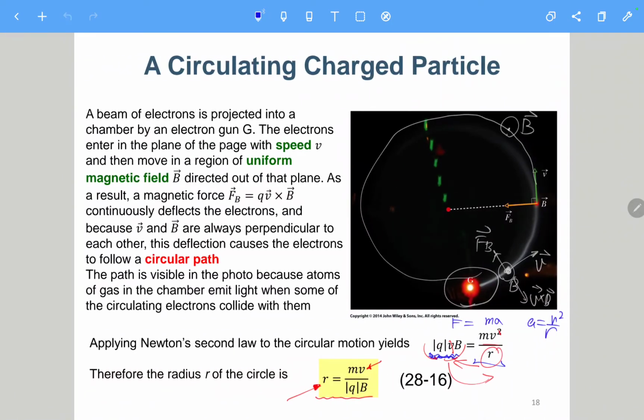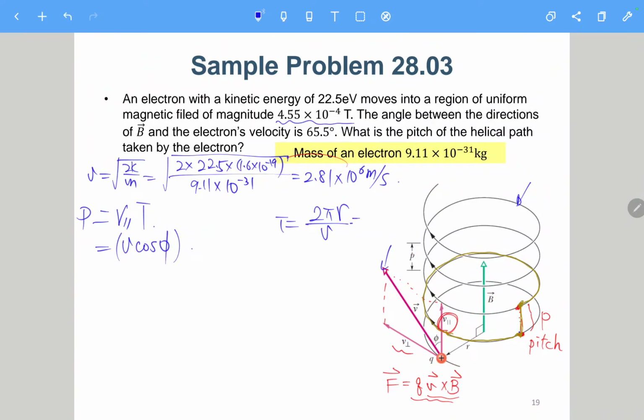And as in the previous page, we know r is mv over qB. So we have 2 pi over v, and then mv over qB. With some cancellation, v and v, we will have 2 pi m over qB. 2 pi m over qB is the period of the circular motion.